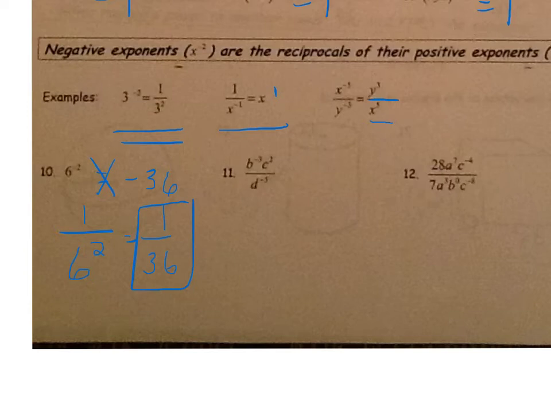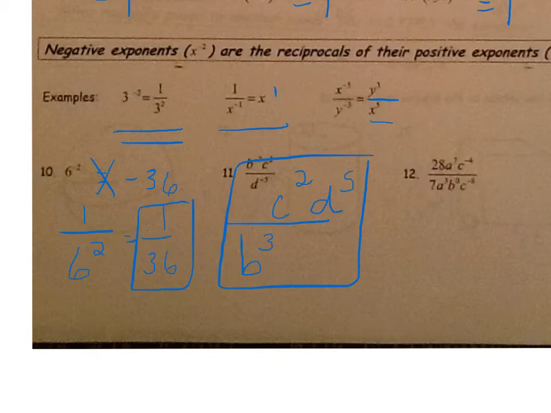So look at number 11 here. When you see b to the negative 3, I'm going to bring the b's down to the bottom, make them positive. C squared on the top is already positive. I'm going to leave it right where it is. And then d to the negative 5 is on the bottom, so to make it positive, I bring it up to the top. Now I've written everything with positive exponents. All right, you guys try number 12 on your own.